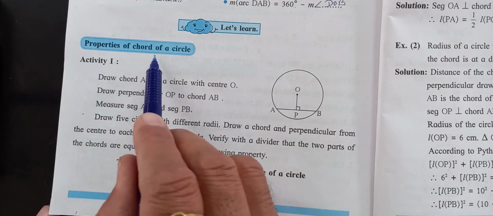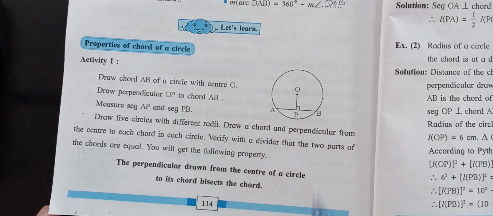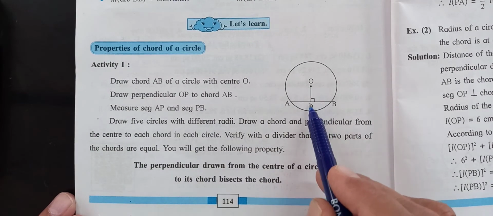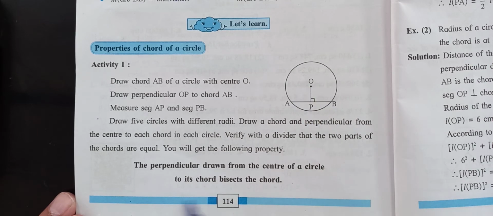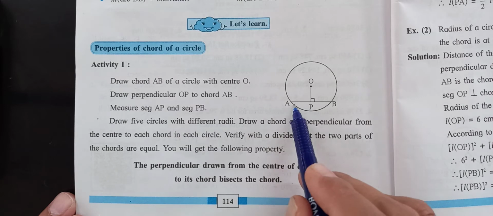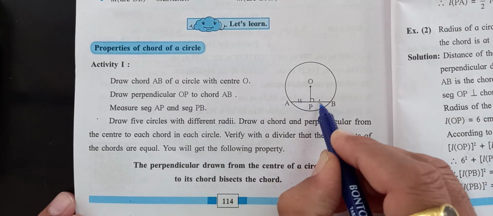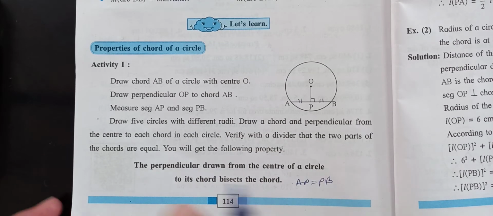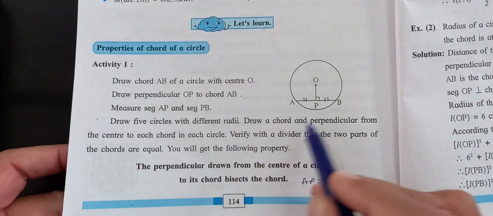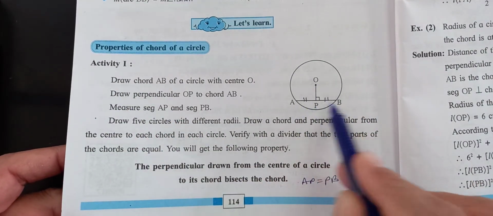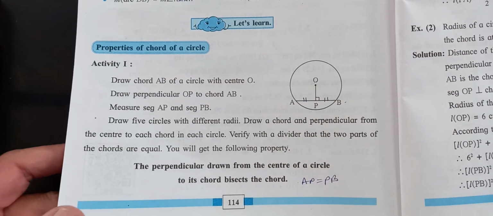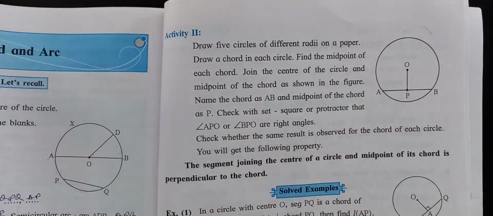You have to write the properties of chord of circle in your notebook. Draw the circle, this diagram, and below that write this. The perpendicular drawn from the center of circle to its chord bisects the chord. Bisect the chord means these two parts are the same. AP is equal to PB. Okay, this is the first property. An activity is also given, so you can draw a circle, even a chord, and from the center draw the perpendicular, measure using the scale, and you will get the same distance, meaning these two parts are equal.